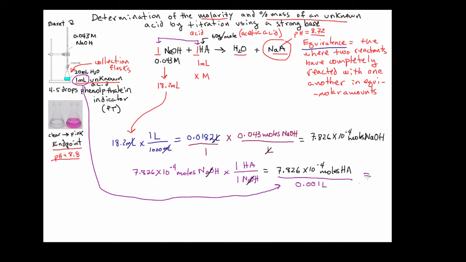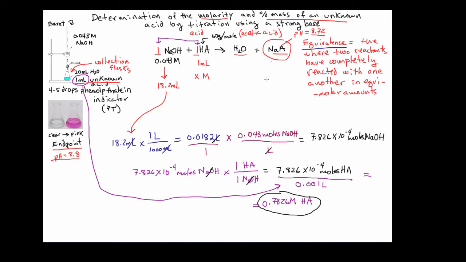All right, and what we get for the molarity of our acid is about 0.7826 molar. And I'm certainly not being careful with significant figures here. My main concern is teaching you how this is done. All right, so we've knocked down our first objective.